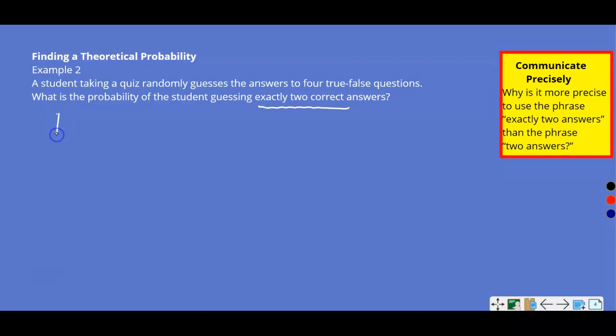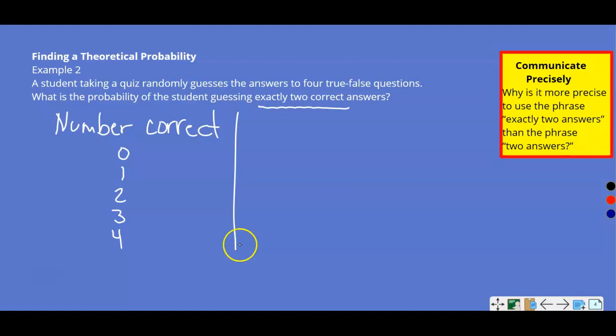So let's make a chart here to help us. Number of correct answers. We're doing 4 true-false questions, so we could have 0 correct, 1, 2, 3 correct, or 4 correct. Now we know how many different things we're going to be looking at, and we need to look at the outcome for each. You could choose a letter to represent correct or incorrect. I'm just going to use check marks for correct answers and X's for incorrect answers.